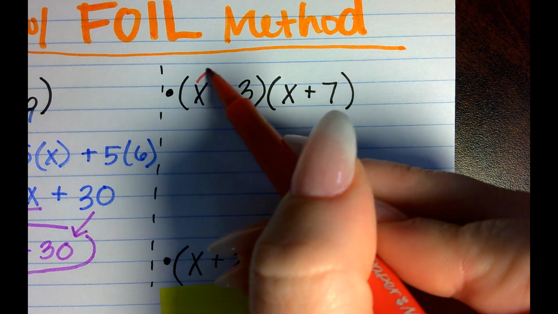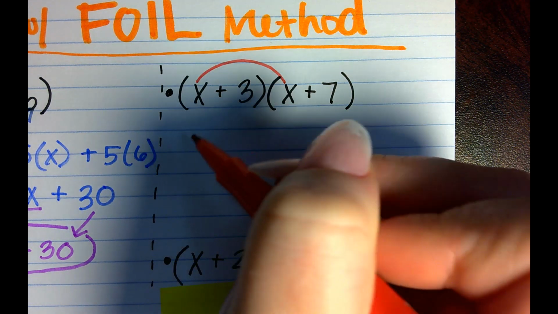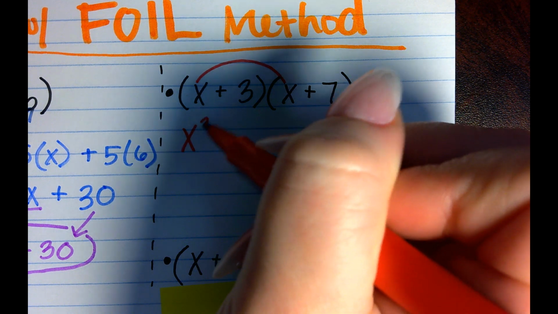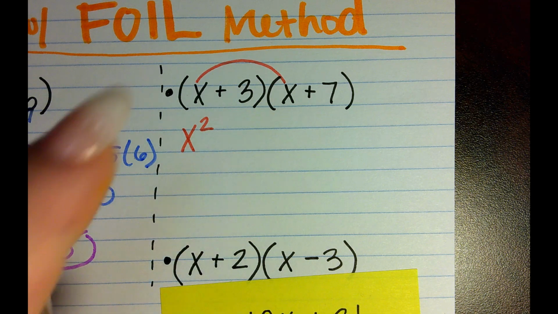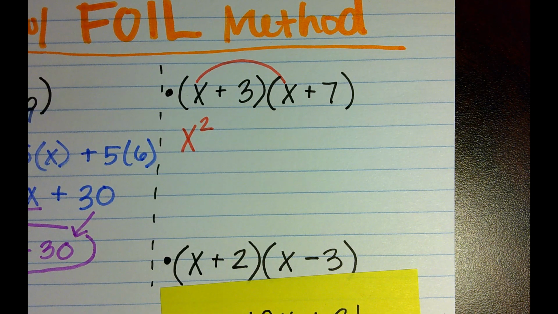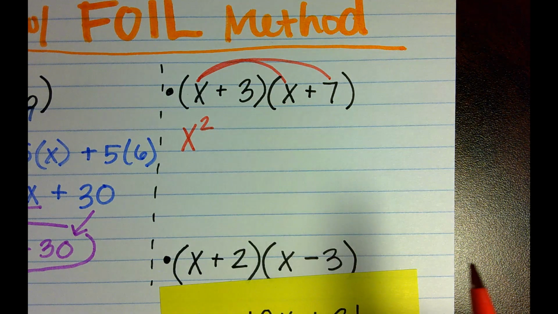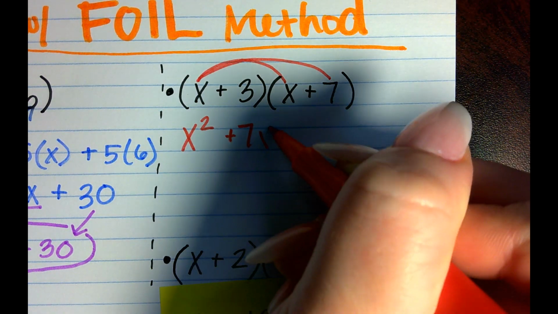X and X, which gives me X times X is what? X squared, X to the second power. Okay, so we have X times X is X squared. What's next? X times 7, which is what? 7X. Good.